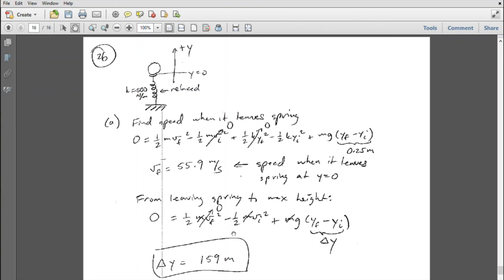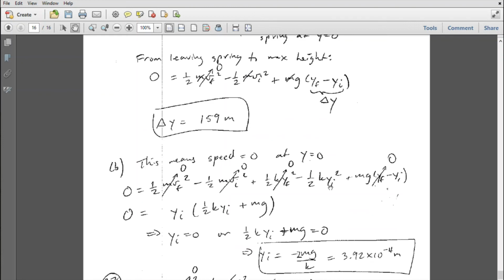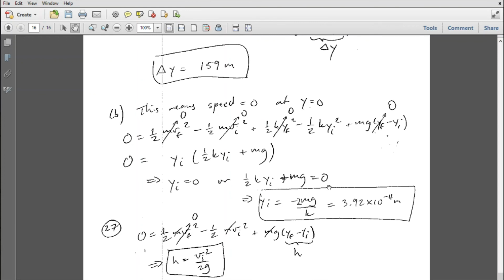So there's a way to do this in 2 steps, but for some reason I did it in 2 steps, you can do it in 1 step. I did it in 2 steps by first taking initial to be compressed, final as it passes the relaxed position, and then initial is relaxed and final is at the highest height. That's how I did the solution here, but you can do it in 1 step, just going directly from initial at rest to final at the highest height at rest.